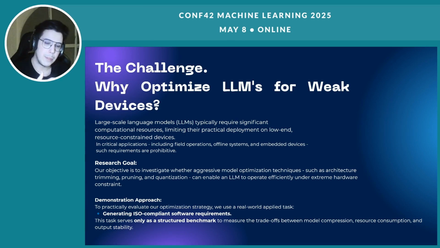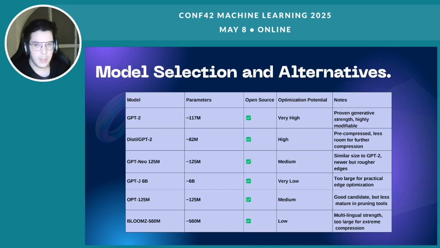Our demonstration approach will be to use a practical task in order to evaluate our optimization strategy. We'll try to fine-tune and use our model to generate ISO-compliant software requirements. Basically, without them, not any product can start properly and finish, not only software. We thought of it as a great task to evaluate and measure the trade-offs between model compression, resource consumption, and output stability.